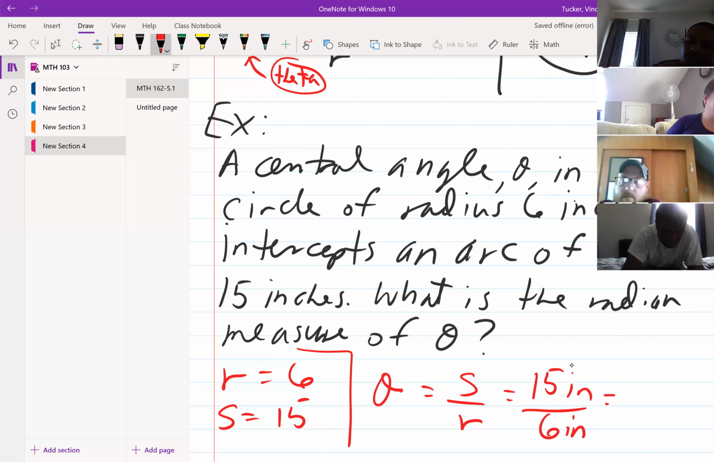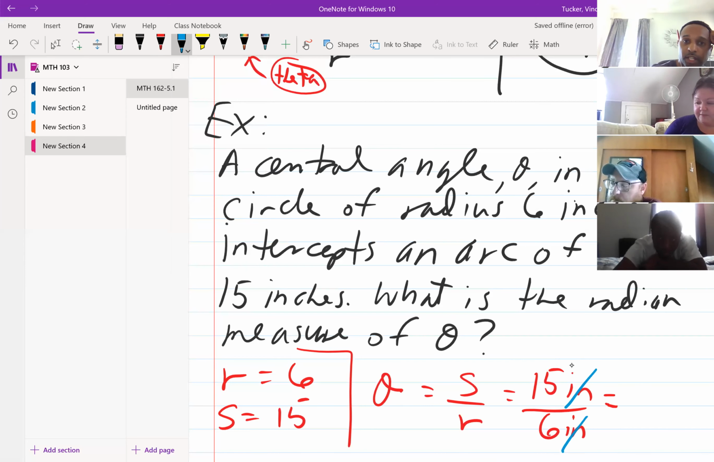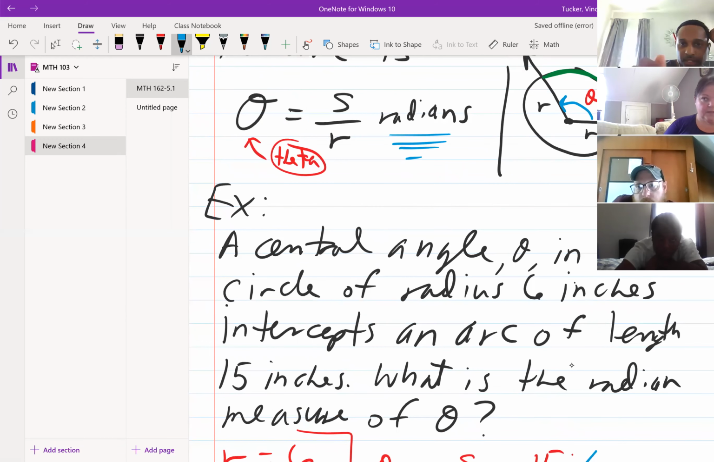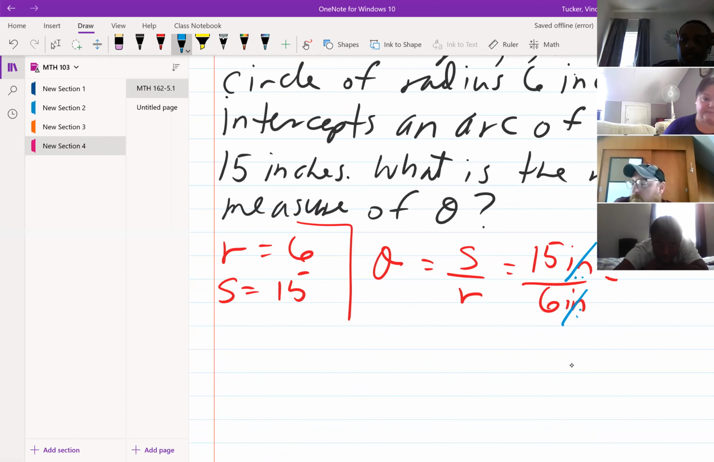You've got to be careful here. If by some chance they gave you one in a different measurement, you would have to convert them. They do need to be in the same measurement so that your units can cancel out. We have inches over inches that will cancel out and leave us in radians. After you do the calculation, radians is what your measurement should be. It shouldn't be inches radians or inches feet radians. So your measurements have to be the same so that they can cancel out, and what you're left with is just the radians from the actual formula.